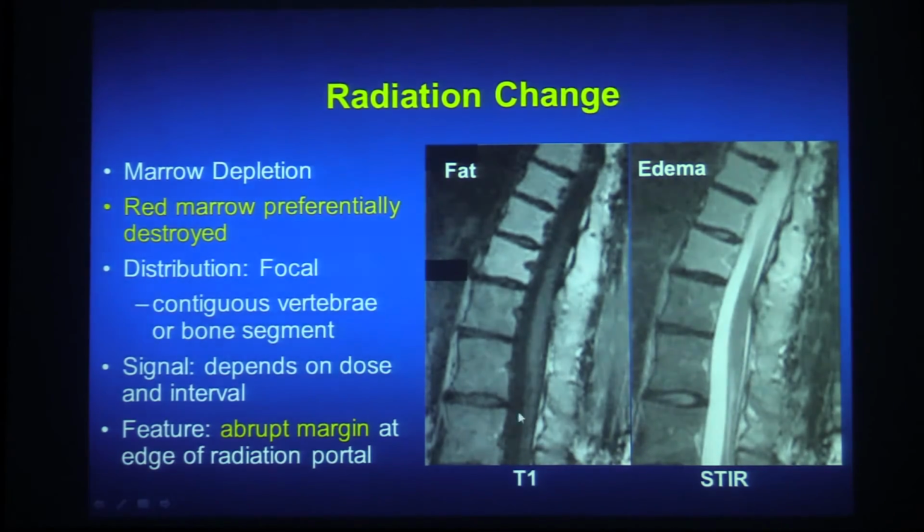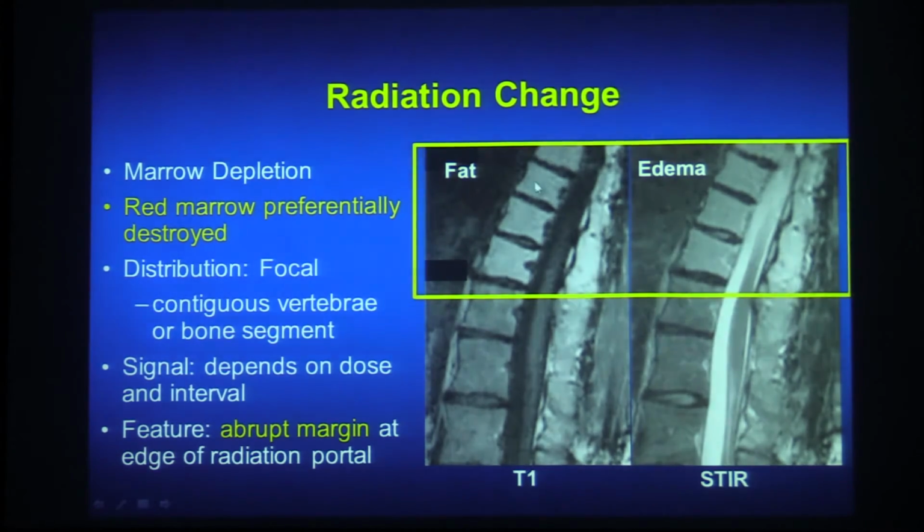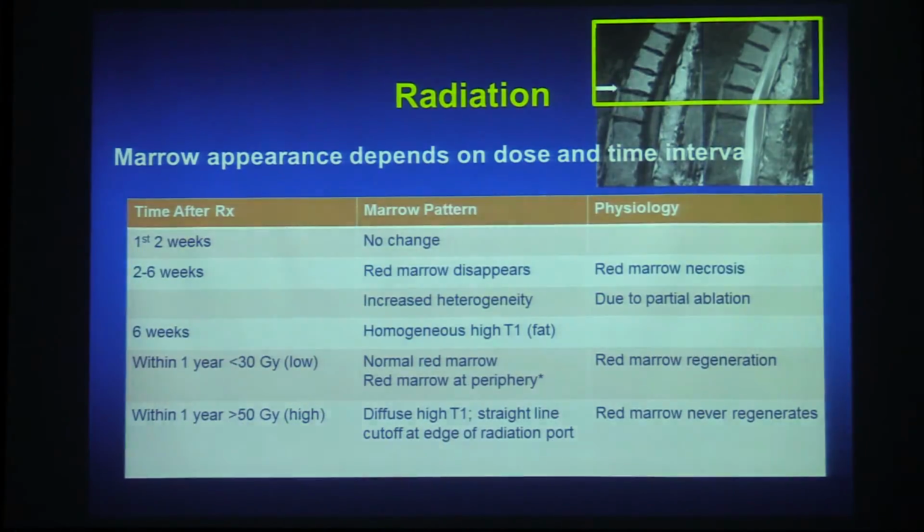So here are a sagittal T1 weighted image and a sagittal STIR image through the spine in the same individual. And how would you think about these vertebral bodies down here? They look pretty normal. They have red-like marrow, hyperintense to the disc, and low signal on the STIR. But what about the lesions above that? Here we have fatty marrow in these vertebral bodies and diffuse edema, and so these vertebral bodies are in the portal of the radiation treatment. Now, it could have been treatment of some soft tissue mass, but we see the changes in the bone if it's in the radiation port.